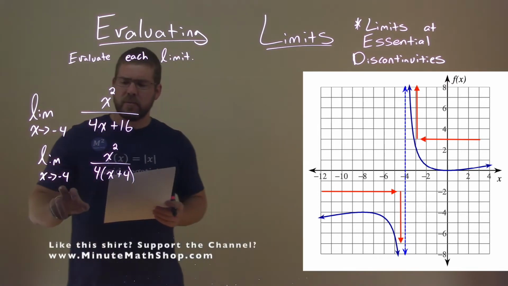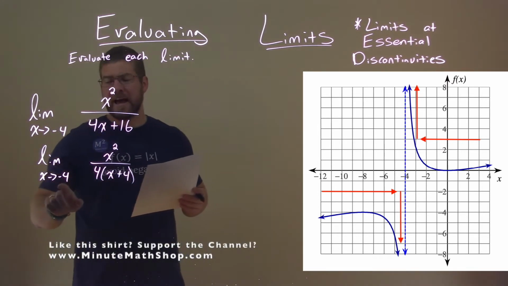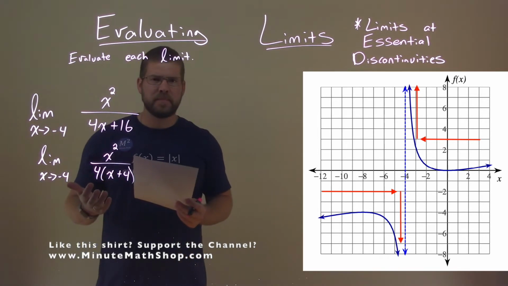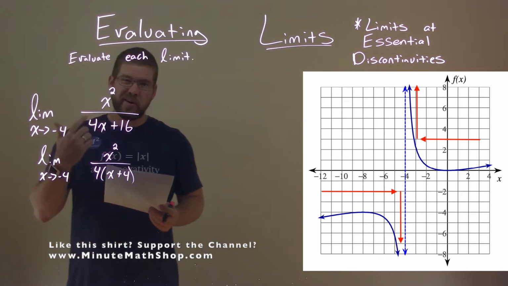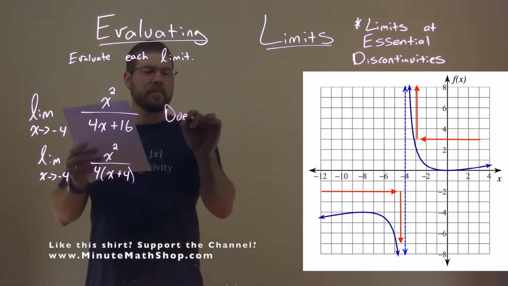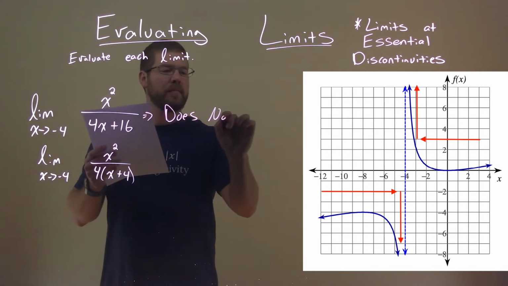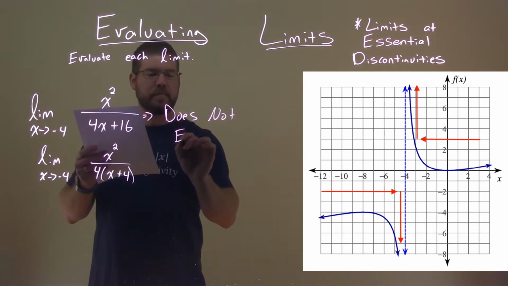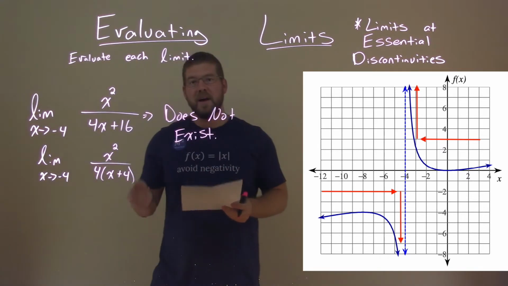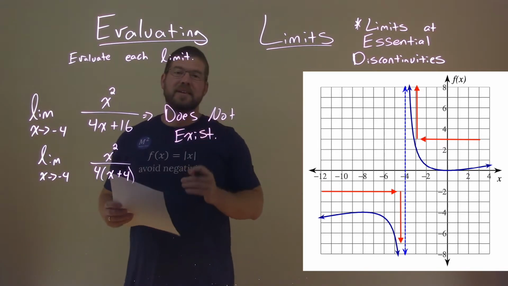And we're asked, what happens at -4? So we have to bring both of them together, but they're not equal. So if the left and the right are not equal, we would say that this limit does not exist. And so for this limit, our final answer is it does not exist.